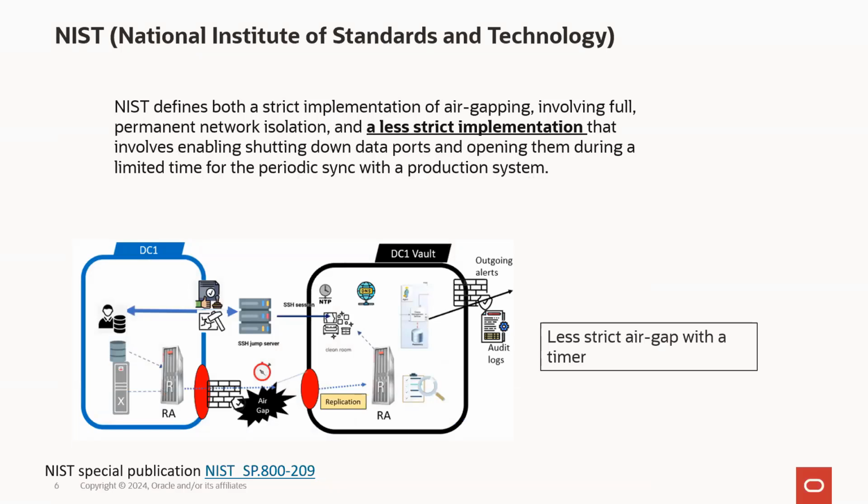So I went to NIST, the National Institute of Standards and Technology here in the US. That's where I'm based. What they define as a strict implementation of the air gap is that true, complete cutting of the network, and there's no traffic going in between them. But they also mention a less strict implementation where ports are down for most of the day and there is an opening, typically a couple of hours during the day, to send the backups, and then it closes again. So that's what they describe as a less strict implementation.